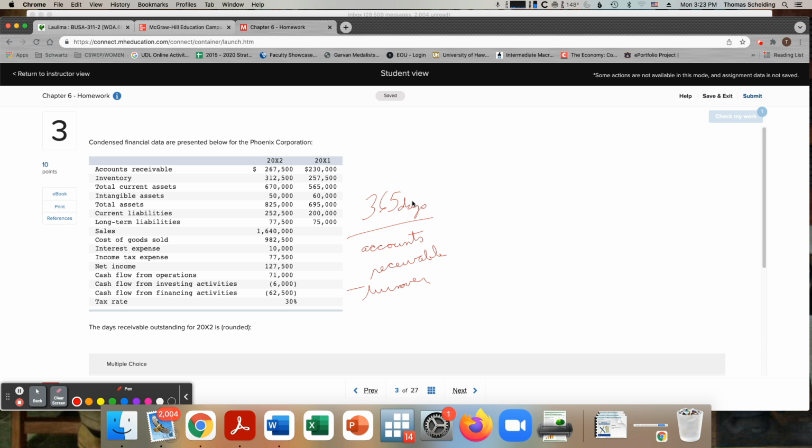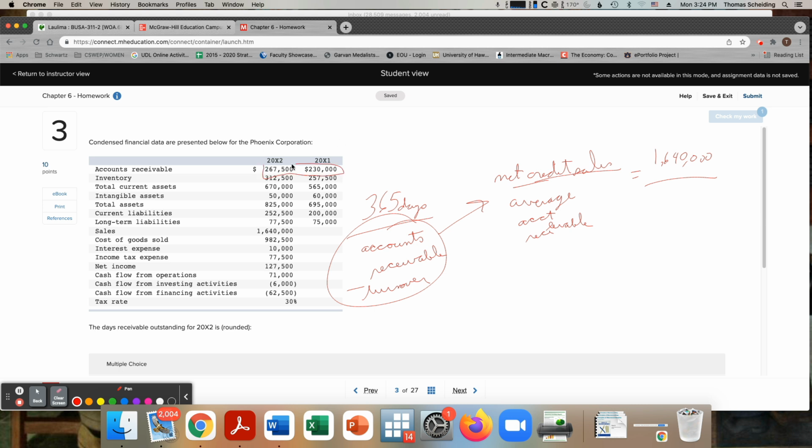So we need to find that. How do we solve for this? Well, that is equal to our net credit sales divided by our average accounts receivable, which in this case is going to be the net credit sales. Our sales are right here, 1,640,000. And we're going to divide that by the average accounts receivable.